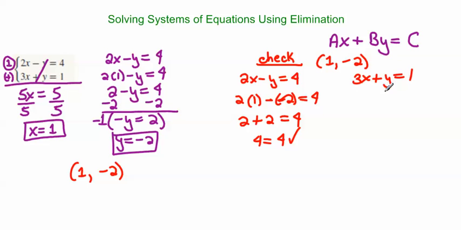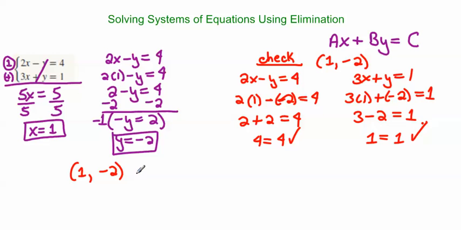If it works for this equation as well, then I know that (1, -2) is correct. 3 times 1 plus -2 is equal to 1. 3 times 1 is 3, plus a negative is the same thing as minus. It's 1, and I get 1 is equal to 1. So I know that (1, -2) is the solution to this system.